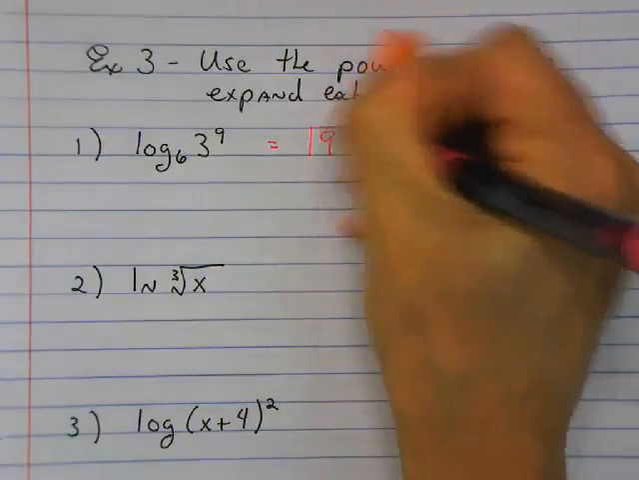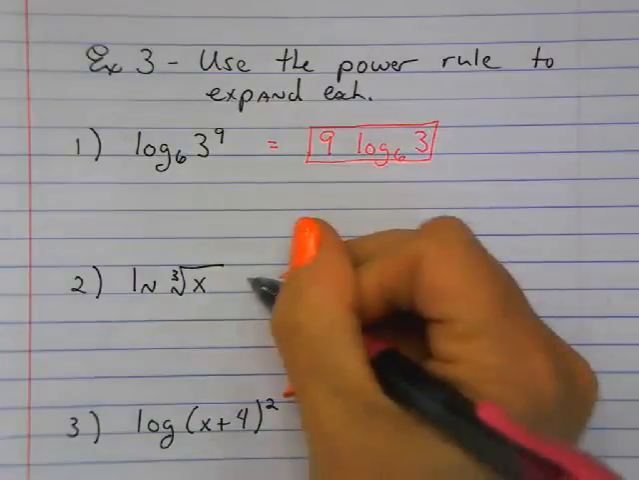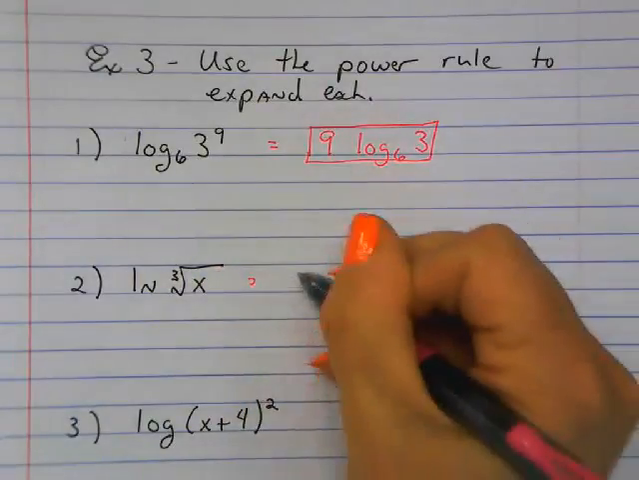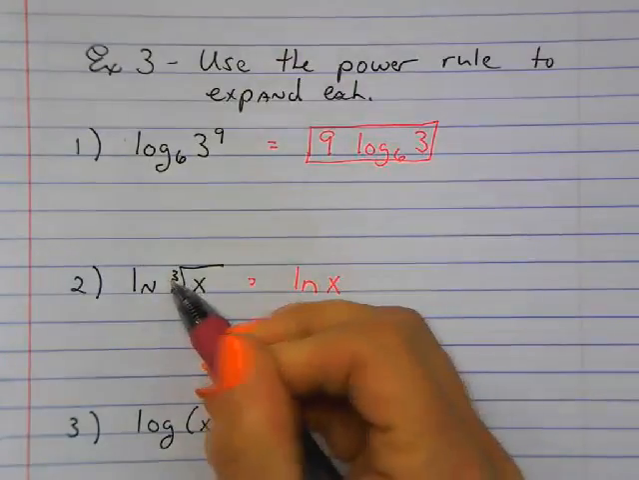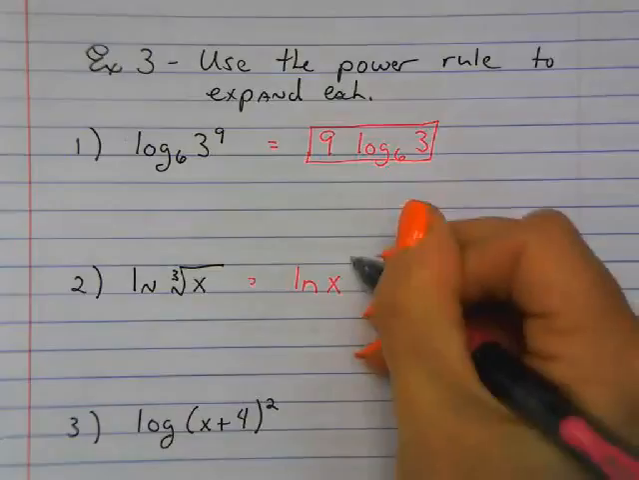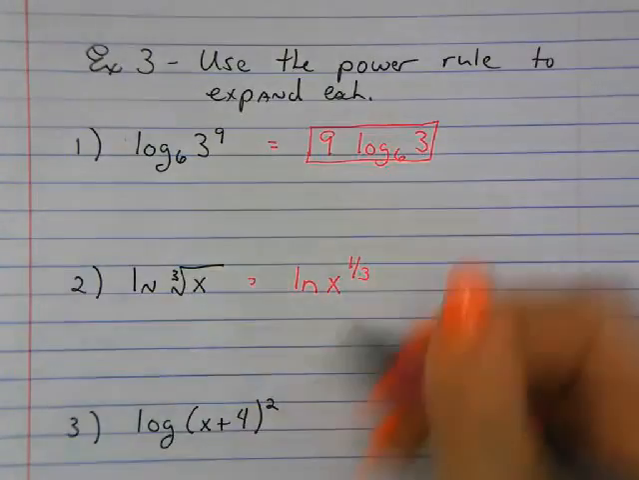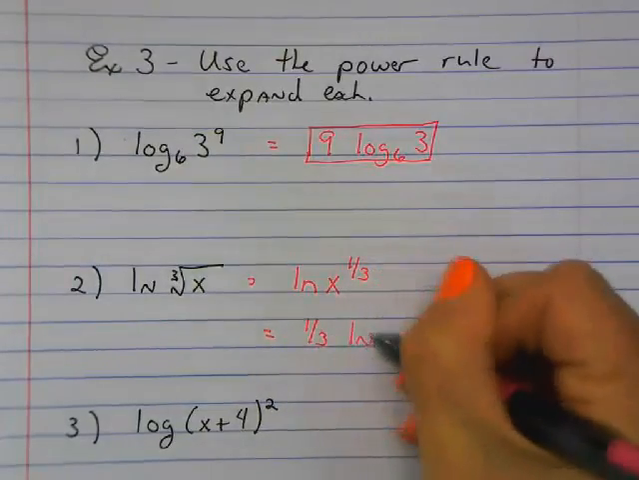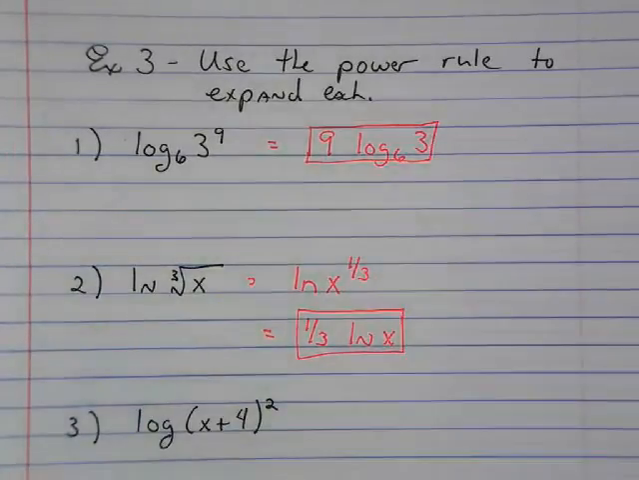Now on number 2, I want to go ahead and rewrite it a little bit different for you. Do you agree that if you take the cubed root of a number, that's like raising it to the 1/3 power? So now I can write this as 1/3 natural log of x. Alright, see what you can do on number 3. I'll give you a second.